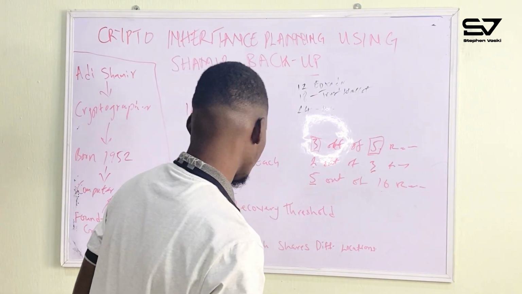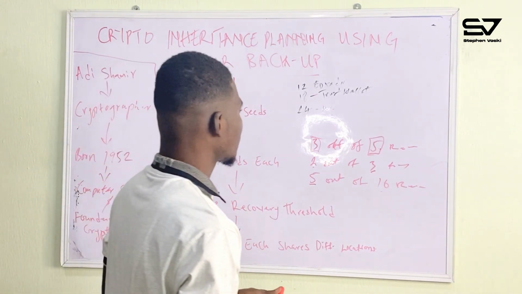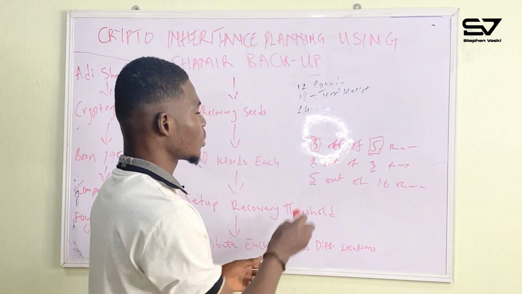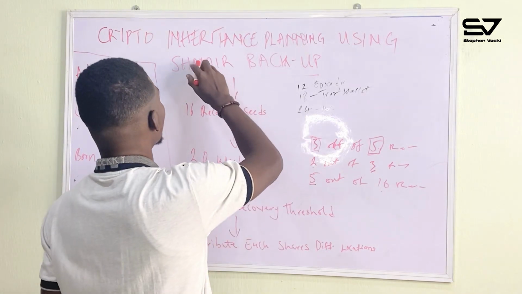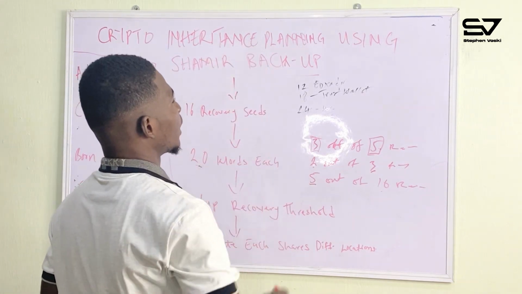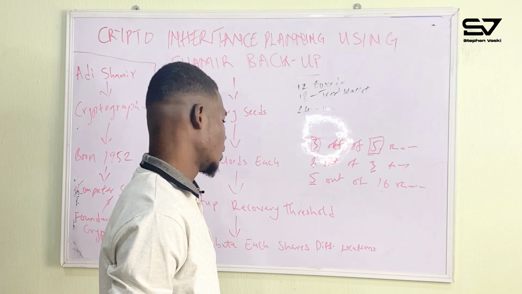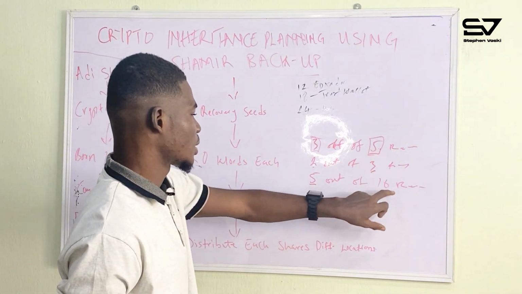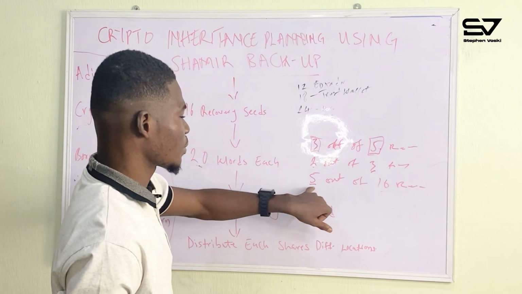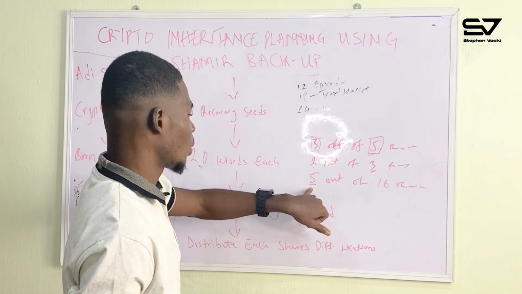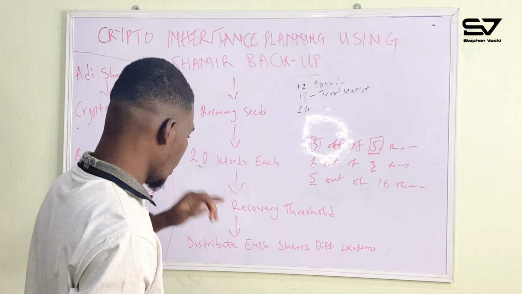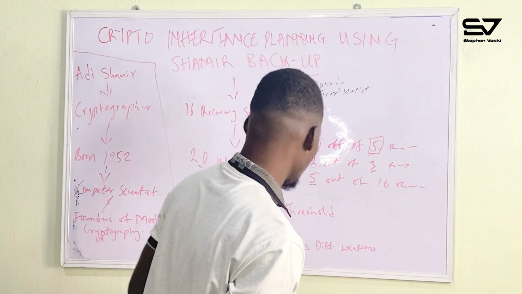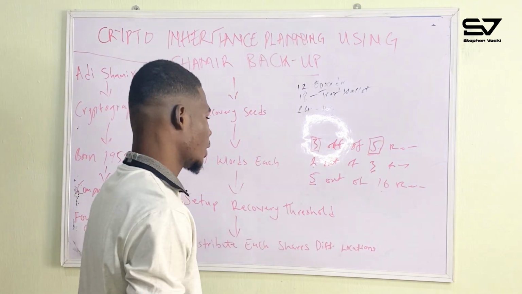So now, why is this important? Why is this relevant? How does it relate to giving inheritance of your crypto assets? Now this is what you do. Let's say you create 16 seed phrases and 5 are required to access your wallet. Now you can distribute each share to different locations.